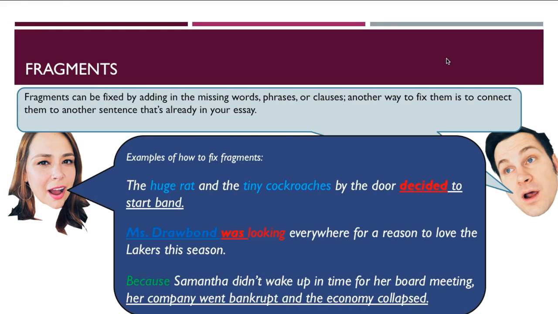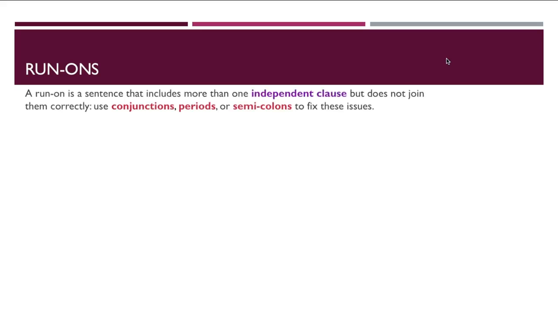Because Samantha didn't wake up in time for her board meeting, her company went bankrupt and the economy collapsed. Now we know what happened because she didn't wake up in time. Now let's talk about run-ons. A run-on is a sentence that includes more than one independent clause but does not join them correctly. Use conjunctions, periods, or semicolons to fix these issues.